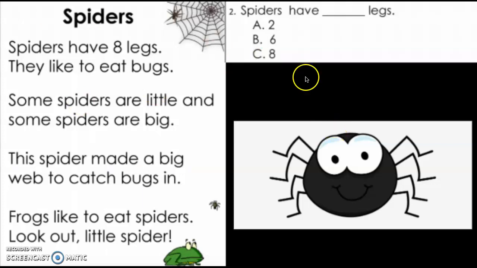Number 2 says, spiders have blank legs. A, 2, B, 6, C, 8. Well, that's a key detail about spiders. I want to know how many legs that they have. Pause the video and go back in the passage and find how many legs a spider has. Go ahead and pause the video. Hit play when you found it.